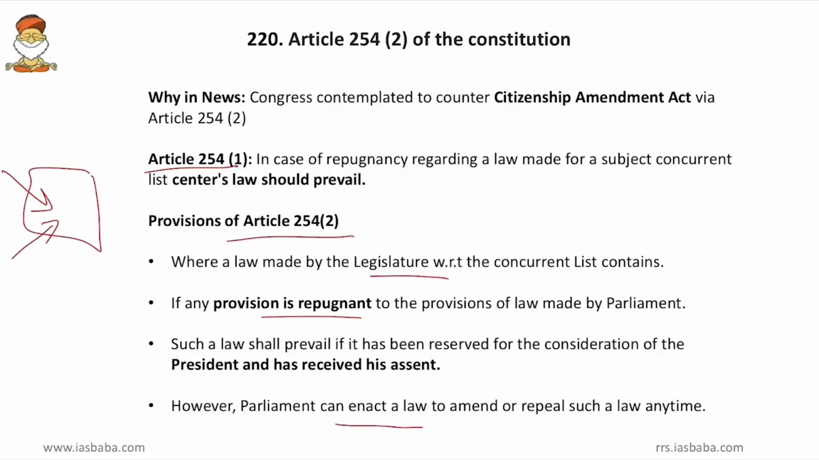So, just because the President gives his assent, the state law will not prevail in perpetuity. Parliament can repudiate it or override it with a subsequent enactment of a law. So, this is all about Article 254 Clause 2. So, the Congress government says that we will have a separate law in Assam and we will pass it under Article 254 Clause 2, so that law will prevail over the Citizenship Amendment Act, which is a Union-made law, and we will update this as and when the news arises.